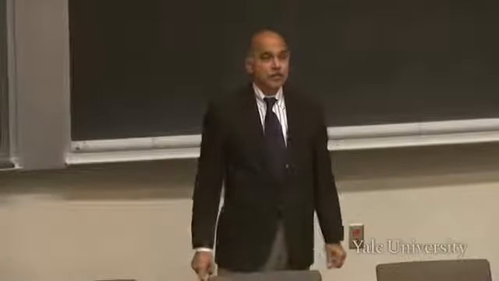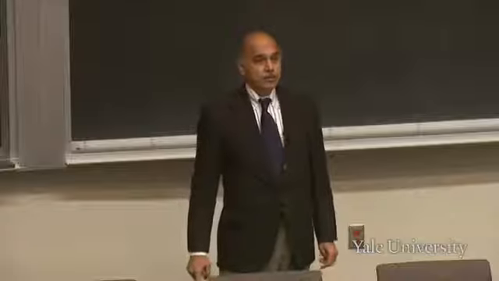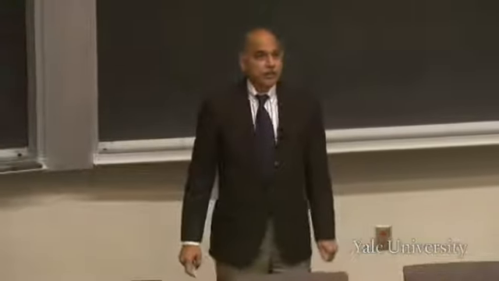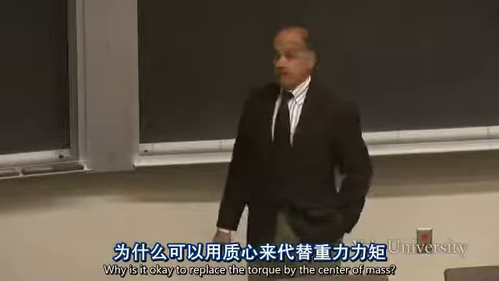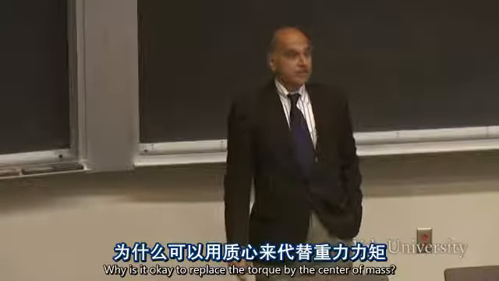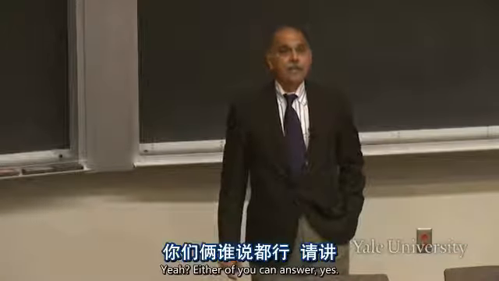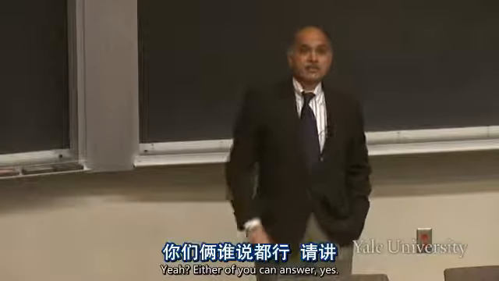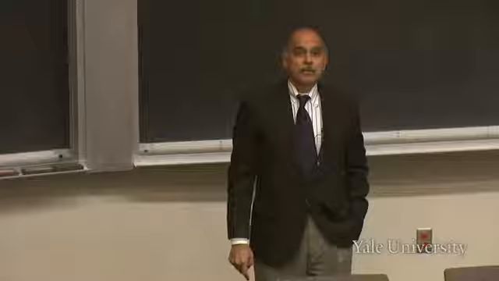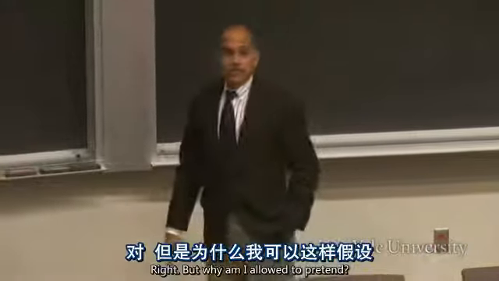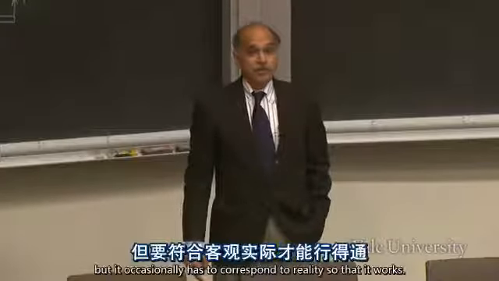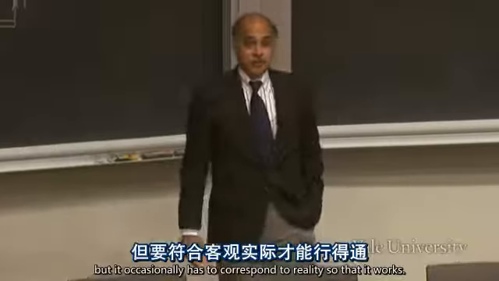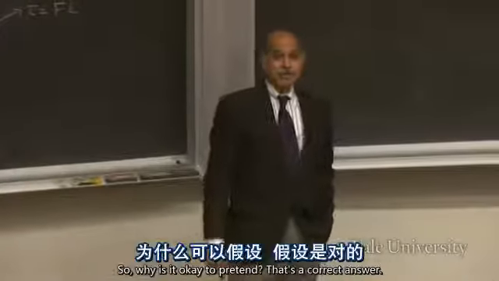Yep. If you have a homogeneous rod, it should be the center of mass, and it should be the middle of the rod. Okay. Now, why is that? Why is it okay to replace the torque by the center of mass? You could pretend that gravity is only acting on a point mass that's the center of mass. Right, but why am I allowed to pretend? See, we can pretend a lot, but it occasionally has to correspond to reality so that it works. So why is it okay to pretend?